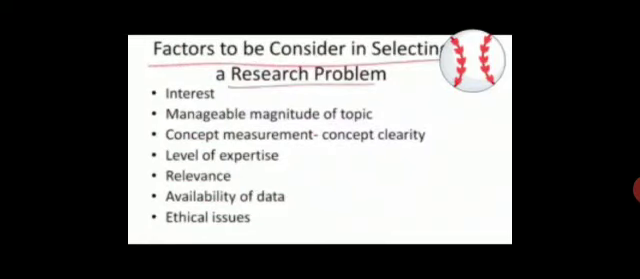Factors to be considered in selecting a research problem. There are several factors which we as researchers should keep in mind when we are selecting a research problem or topic of our research.